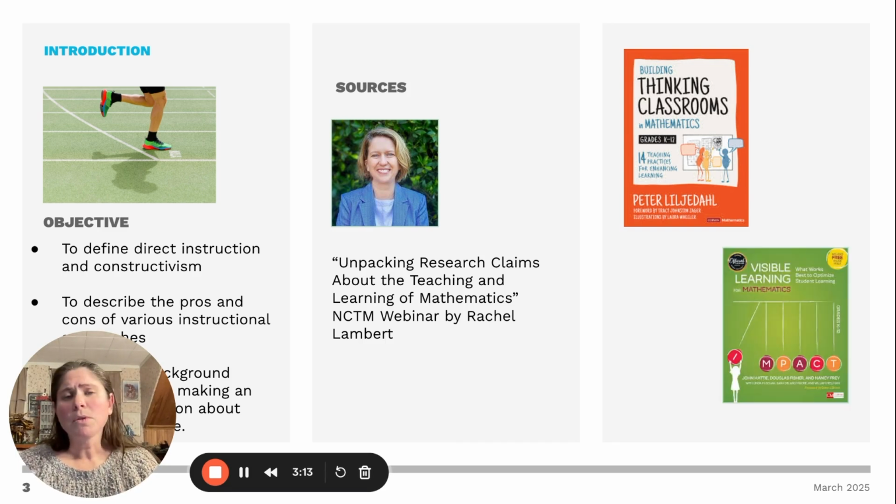We will also be using some meta-analysis from John Hattie, Douglas Fisher, and Nancy Frey that comes from a series of books they call Visible Learning, but specifically from this book, Visible Learning for Mathematics, where they take a look at different instructional practices and give them an effect size, which ones really work with our students. And we always want to be thinking about that when we have these conversations.